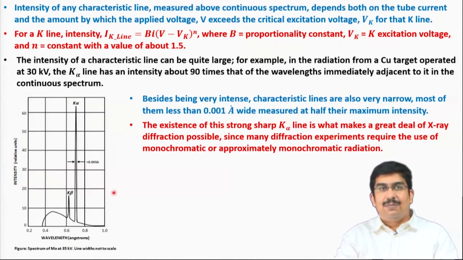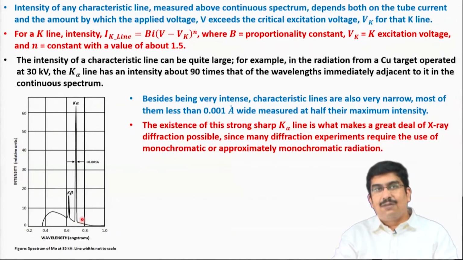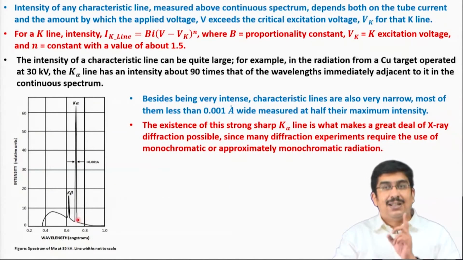That means, this is just for moly, but if you consider a similar intensity versus wavelength diagram for copper, then the intensity of the characteristic K alpha radiation versus the intensity of any wavelength just adjacent to the characteristic radiation differs by around 90 times. So it is a very, very strong, very intense signal. Not only does it have a very specific wavelength, but it is also very intense, and you can make it so intense just by choosing the excitation voltage properly.